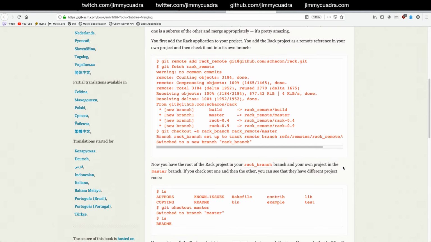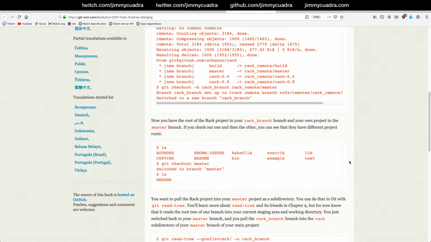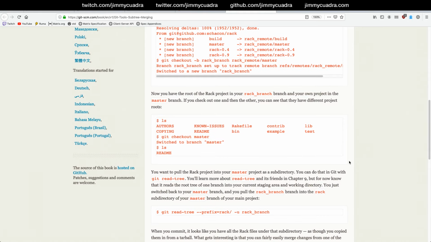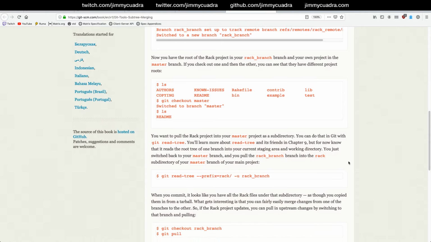So this says, now if you have the root of your rack project in your rack branch and your own project in the master branch, if you check out one and then the other, you can see that they have different project roots. Yes, that is true. You want to pull the rack project into your master project as a subdirectory. You can do that in Git with git read-tree. You'll learn more about read-tree and its friends in chapter 9, but for now, know that it reads the root tree of one branch into your current staging area and working directory. Okay.